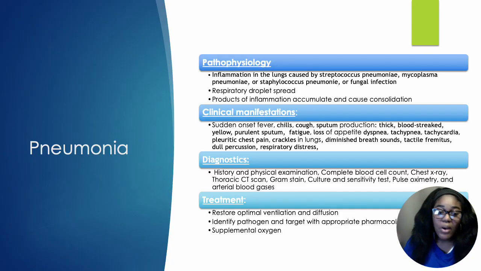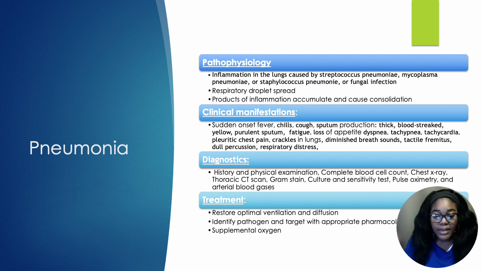So we'll start with pneumonia. Pneumonia is the inflammation in the lungs caused by the bacteria Streptococcus pneumoniae, or Mycoplasma pneumoniae, or Staphylococcus pneumoniae, or it can be caused by a fungal infection. When you have pneumonia, you're supposed to be on respiratory droplet precautions because it is a droplet spread. And normally the products of inflammation in the lungs cause consolidation. Those are those areas that you see no airspace in the lungs on a chest x-ray.